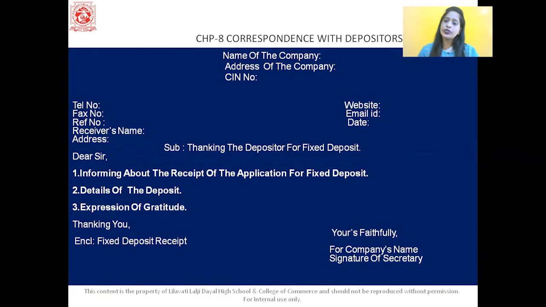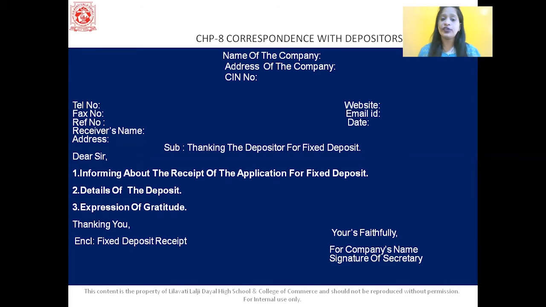As I told you initially, students, the layout for all the letters will remain the same. So to begin with, let's have a quick recap on the layout of the letter. We first have the name of the company, the address of the company, the CIN number. Towards your left, telephone number, fax number, reference number. Towards your right, we have the website, email ID, and date.